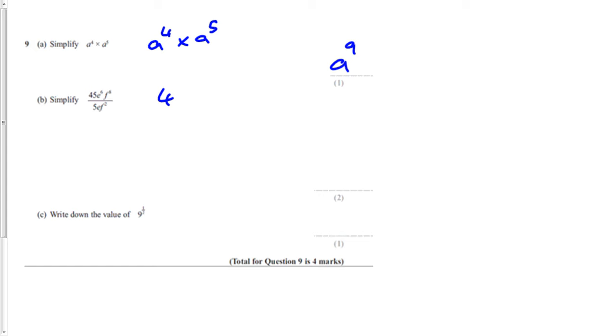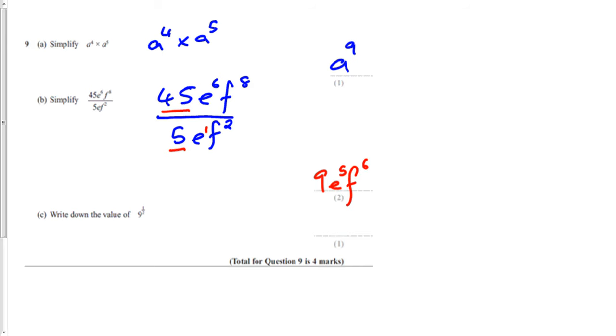Next one, you had 45 e to the power of 6 f to the power of 8 over 5e f squared. Now the first thing we do in a question like this is we deal with the numbers. So we're going to do 45 divided by 5, which is going to leave us with 9. Just like the above question, when you're multiplying, we add the powers. Here we're dividing. So e to the power of 6 divided by e to the power of 1 is going to be e to the power of 5. Then we've got f to the power of 8 divided by f to the power of 2, which leaves us with f to the power of 6.